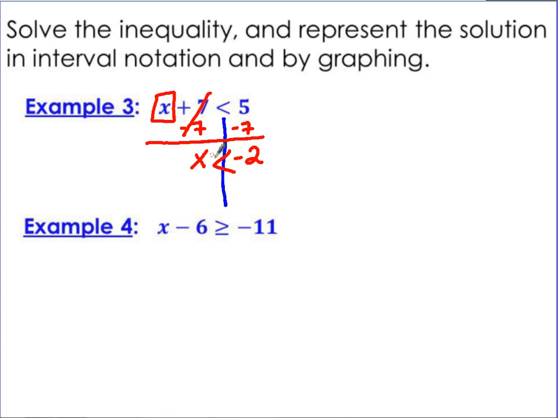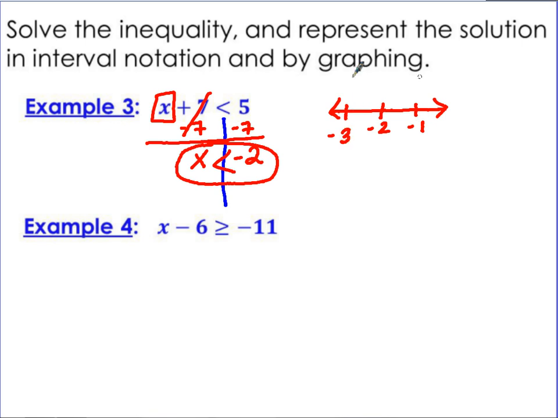However, I have to represent this answer in interval notation, and I have to graph it. So let's start with graphing first, because in my opinion, that one's easier. So if I started on a number line, I would be here at negative 2. Here's negative 1, because it's bigger, and here's negative 3.